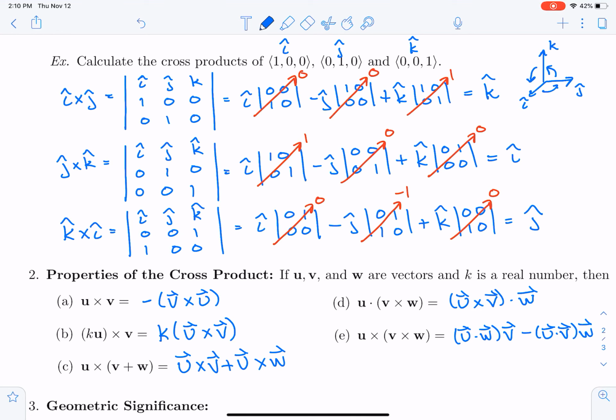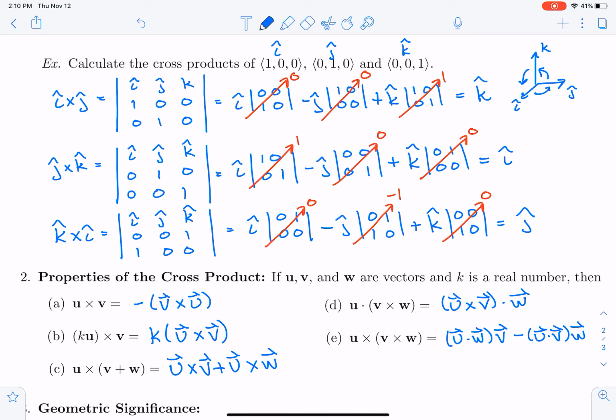Now, all of these properties of cross products can be proven just by looking at the definition of the cross products, using a determinant, and then filling in what u, v, and w are. u being u1, u2, u3, and v being v1, v2, v3, w being w1, w2, and w3. So I will not prove them in this video, but they are important properties for you to use, and so I present them here.